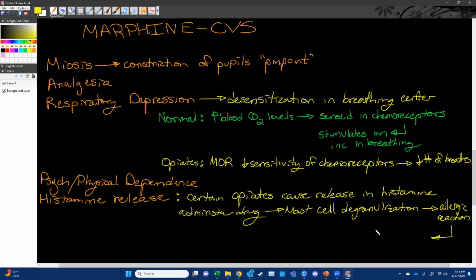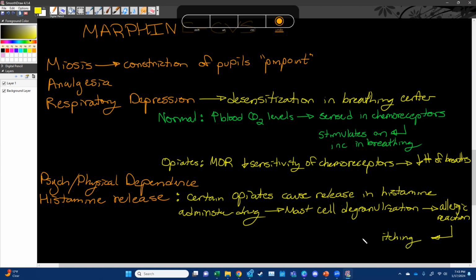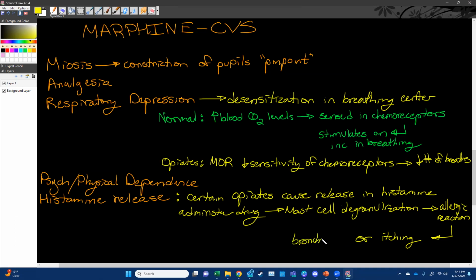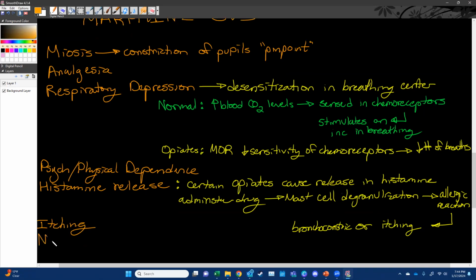This can be as simple as things like itching, or it can progress to the lungs, and you get things like bronchoconstriction, where it's taking on more of an aspect of asthma, that sort of thing. I is for itching, which of course is related to the histamine. N is for nausea and vomiting.